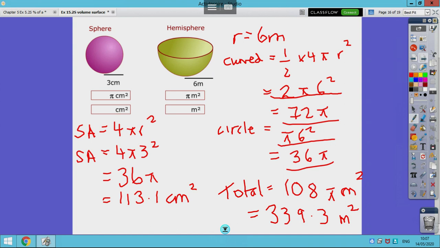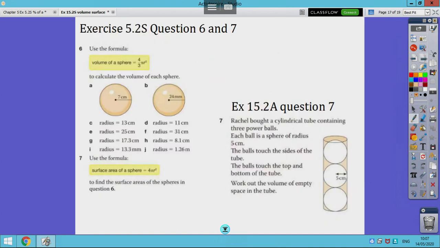Okay, next thing I'm going to ask you to do, so I've got 3 questions for you to do, so it's exercise 5.5, 15.2s, question 6 and 7, so really quick questions there, just one to find the volume and then one to find the surface area, and then there's a really good question here about cylinders and spheres. Okay, and you've got to find the volume of the empty space in the tube that's been filled with 3 balls, okay? So please do those questions, send me a picture of your work.